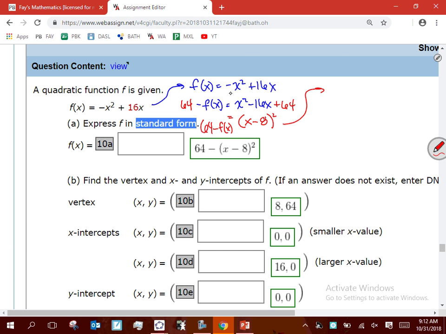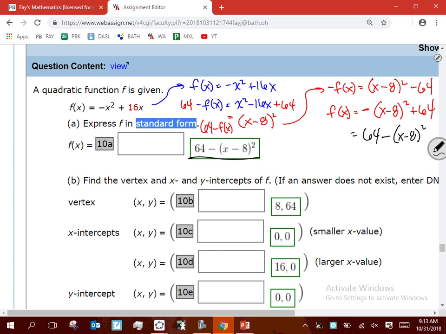Now I'm going to take that and solve for f of x. So negative f of x is going to be x minus 8 squared minus 64. But I don't want negative f of x, I want positive f of x. So I multiply everything by negative, so it's going to give me negative x minus 8 squared plus 64. You see, they use the commutative property, you write the 64 out front and write it that way. I don't know that you would ever write it that way. Most people don't think about writing it that way.